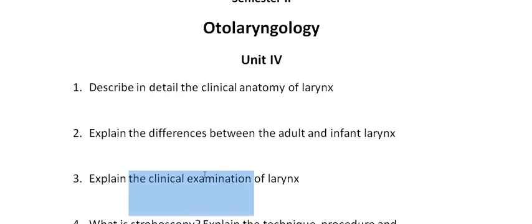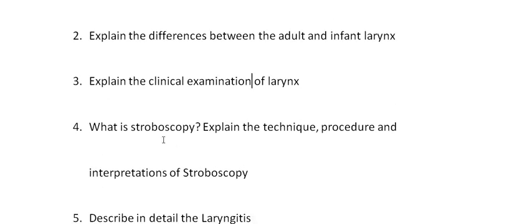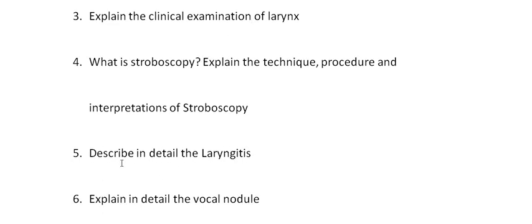On clinical examination of the larynx, how do you examine the larynx clinically? You should be able to explain it in detail. And what is stroboscopy? One video camera will be connected to a device screen. We will be able to see the vocal cord moving delicately, the mucous membrane of the vocal cord. So that is called stroboscopy. The technique, procedure and interpretation of the stroboscopy.